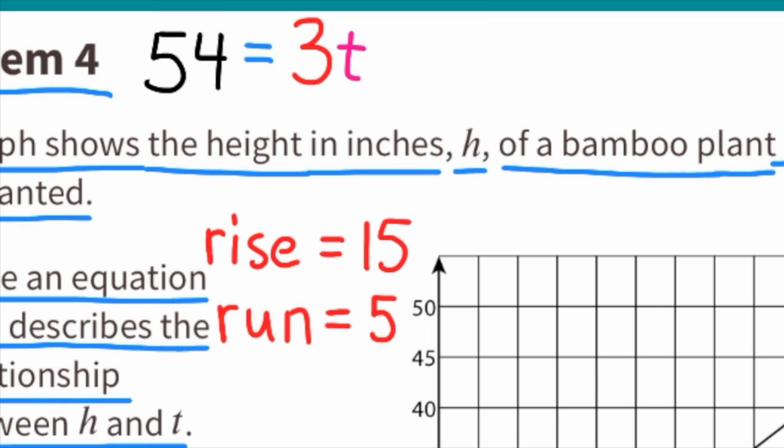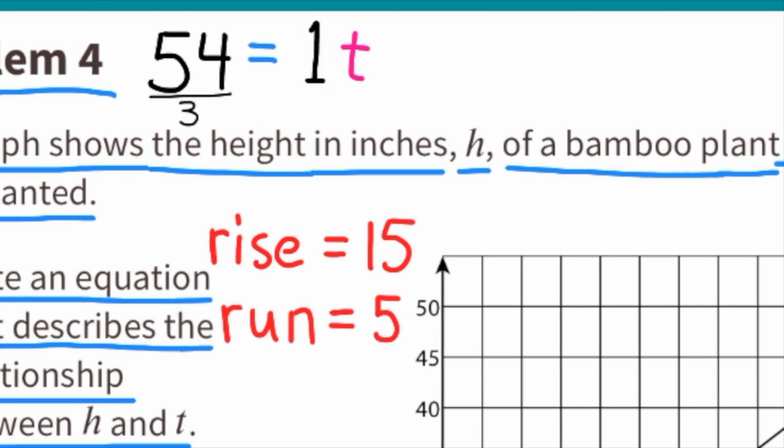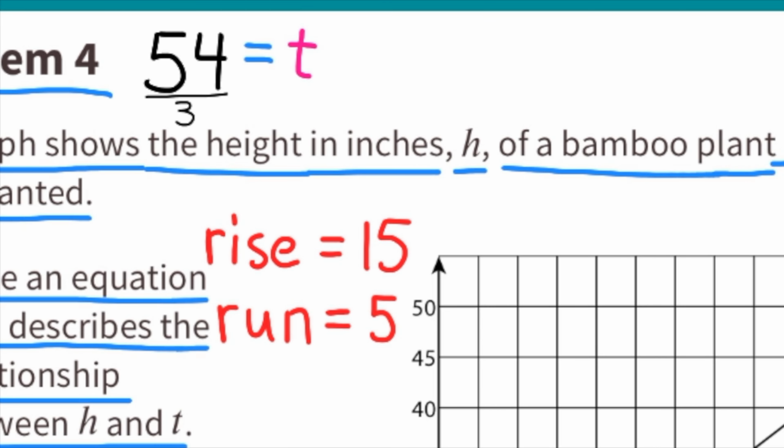To make the t just 1 t, we have to divide by 3. Since we've divided the time by 3, we need to divide the inches by 3. So 3 divided by 3 is 1, and 54 divided by 3 is 18.